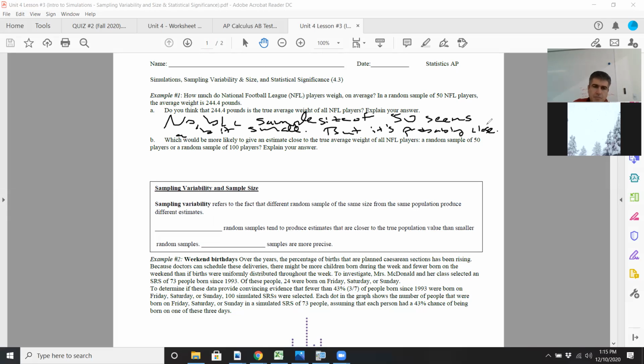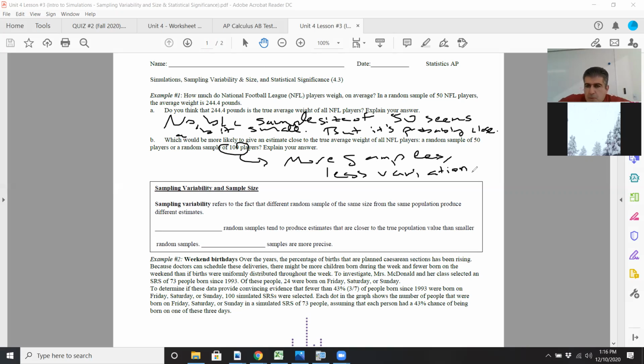Now, which would be more likely to give an estimate close to the true average of NFL players: a sample of 50 or a sample of 100? Well, I'd probably say 100. If you have more samples, you'll tend to have less variation. So what that means is that it'll be closer to the true average, the more you sample.